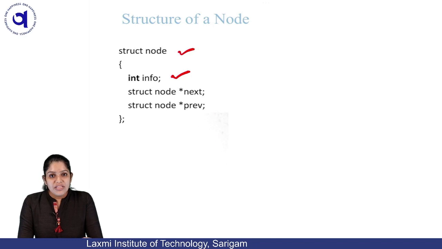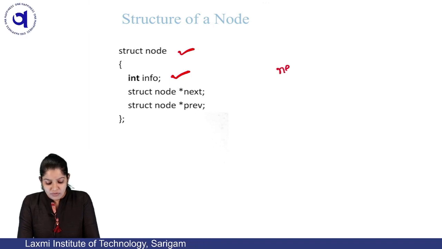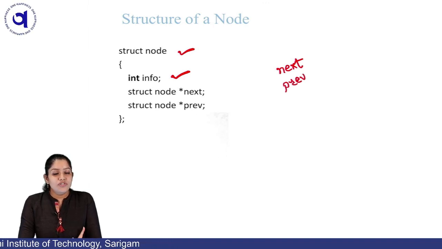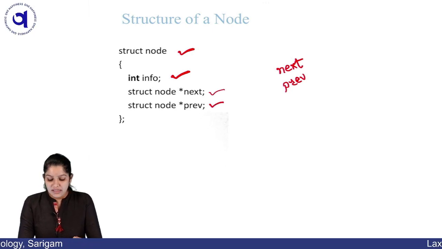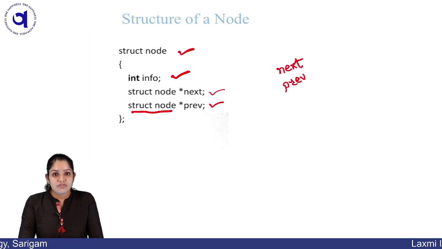Previously we had only one pointer variable, that is link, so we used to write star link. Here we'll have two pointer variables, one that is next and another that is previous. Next will point to the address of the next node, and previous will store the address of the previous node. So we'll have star next and star previous, and the data type of those is struct node.